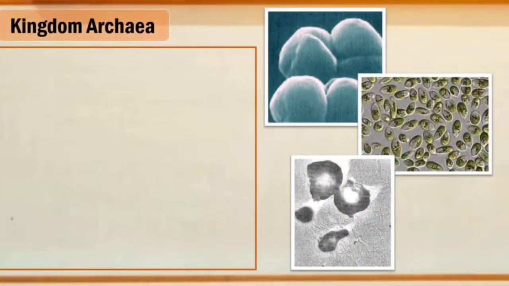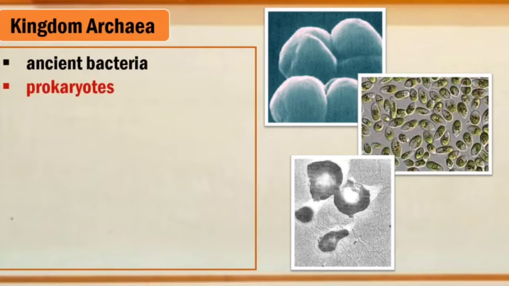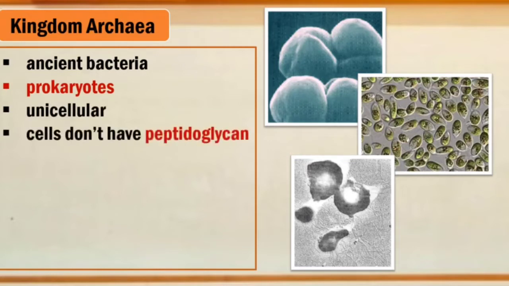The first is kingdom archaea or archaea. The word archaea means archaic or primitive. It includes ancient bacteria. They are prokaryotic, or they lack a nucleus and other membrane-bound organelles. They are also unicellular and lack peptidoglycan, a polymer that is found in bacterial cell walls. Most of them are extremophiles, or they love extreme environments.